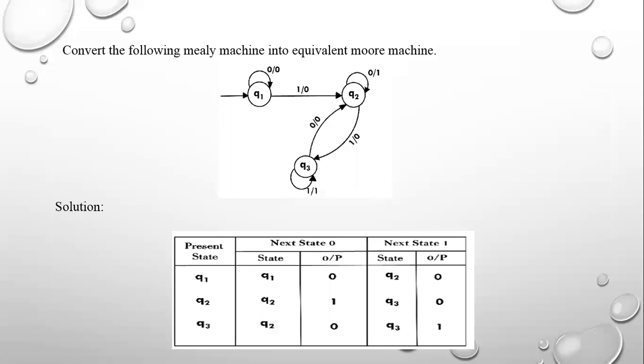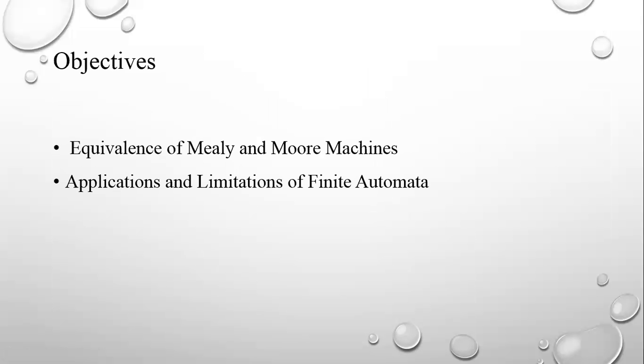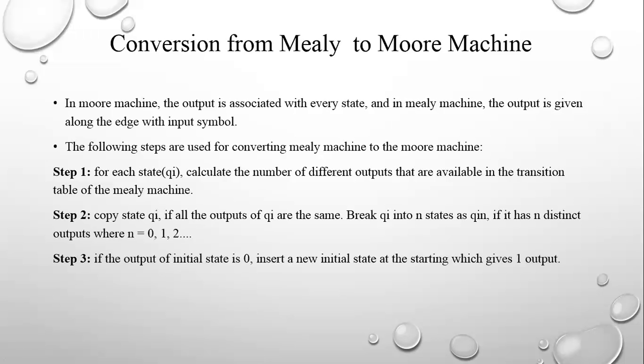Now check this method of construction. Step 1: for each state, calculate the number of different outputs that are available in the transition table of the Mealy machine. Identify how many states are in the given machine. If all outputs of Qi are the same, keep it. Otherwise, break Qi into n states, that is Qi0, Qi1, and so on.